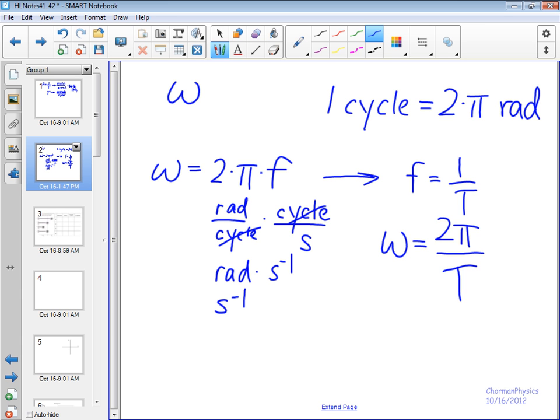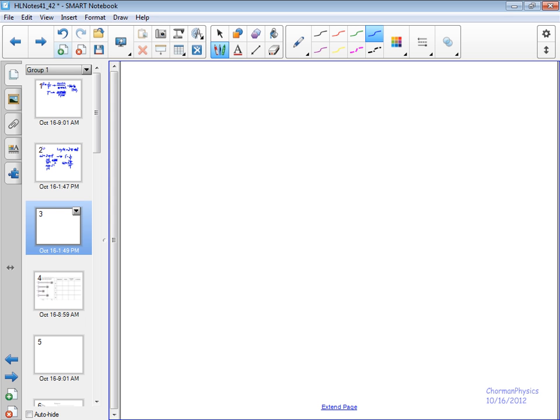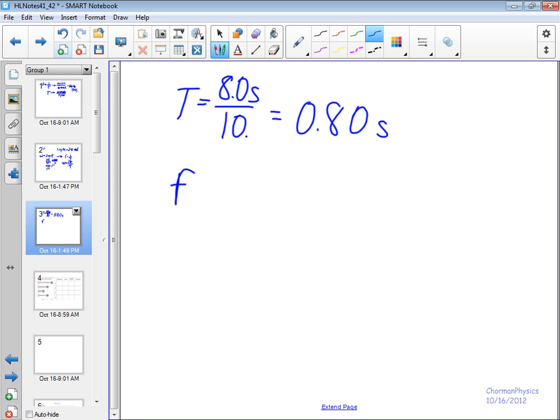All right? So the example that I give there: a pendulum completes 10 swings in 8 seconds, calculate its period. The way to do that is 8 seconds divided by 10 swings, there we go, 0.80 seconds. And I'm going to give that 2 sig figs.